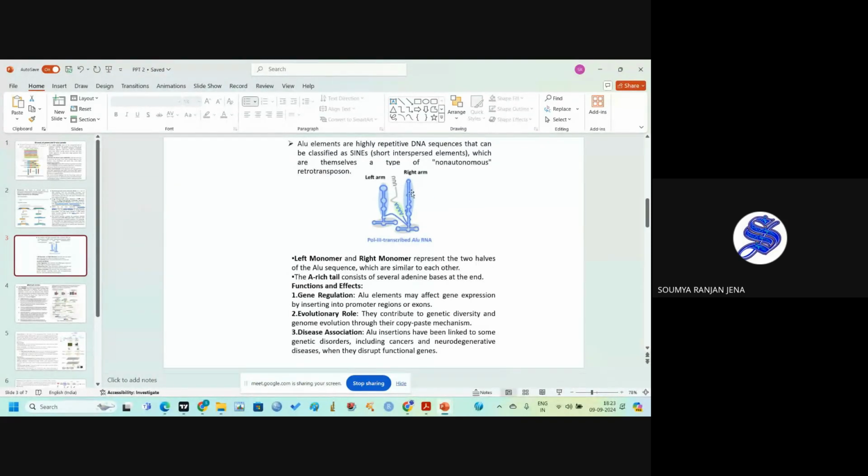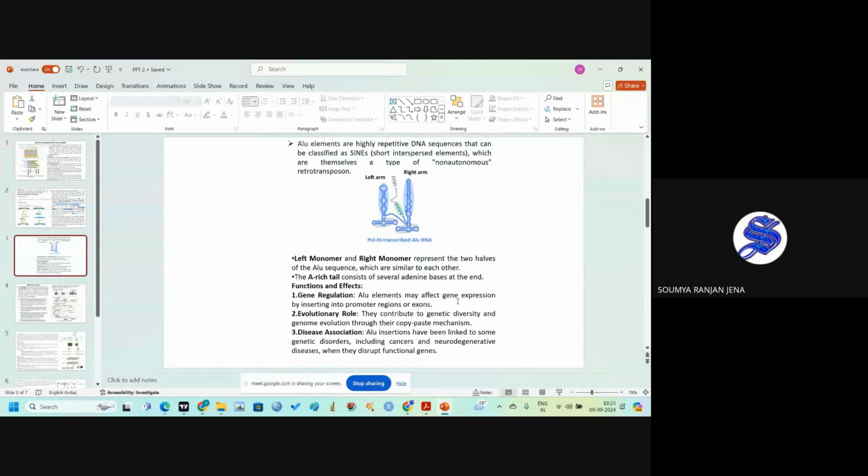These are non-autonomous retrotransposons, and these ALU elements have a left monomer and a right monomer, representing two halves of the ALU sequence, which are similar to each other. And the A-rich tail consists of several adenine bases at the end, and the function of this ALU element is gene regulation.